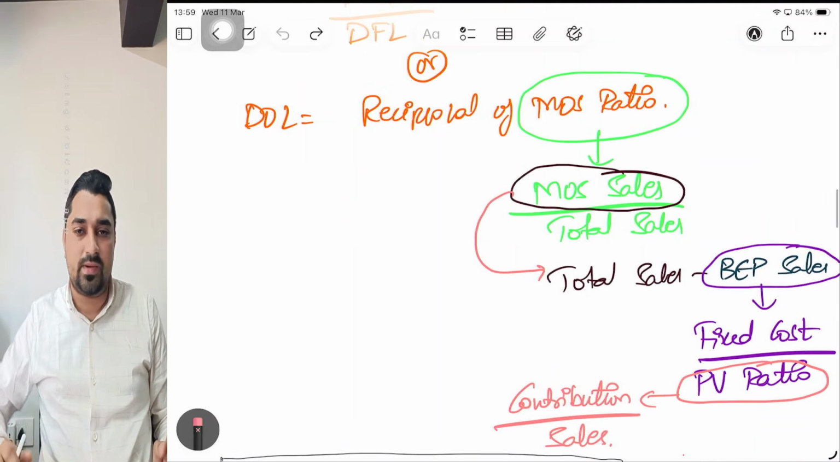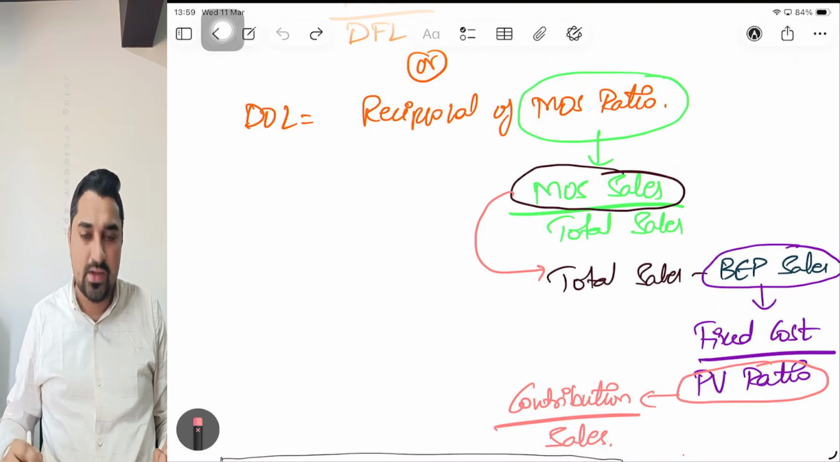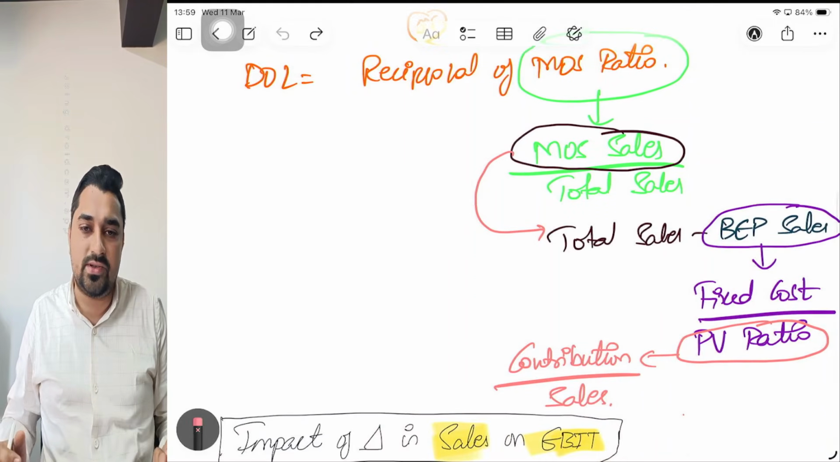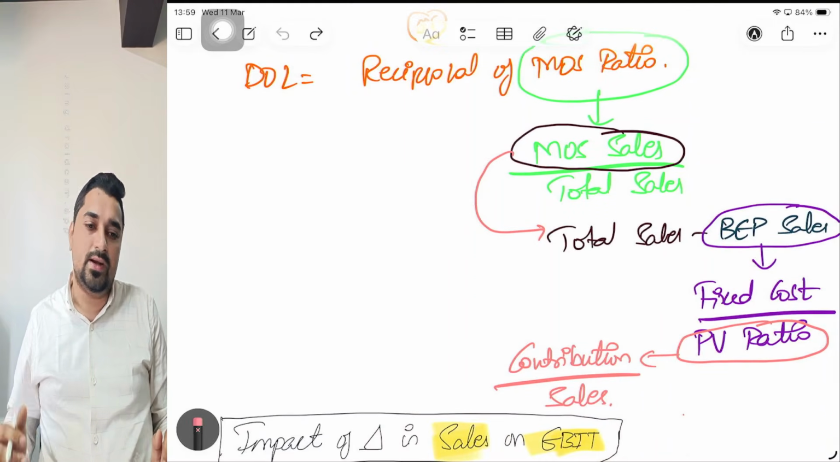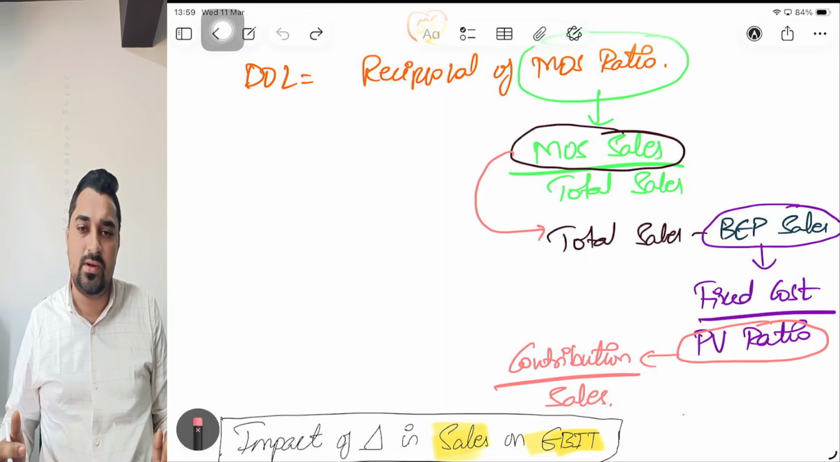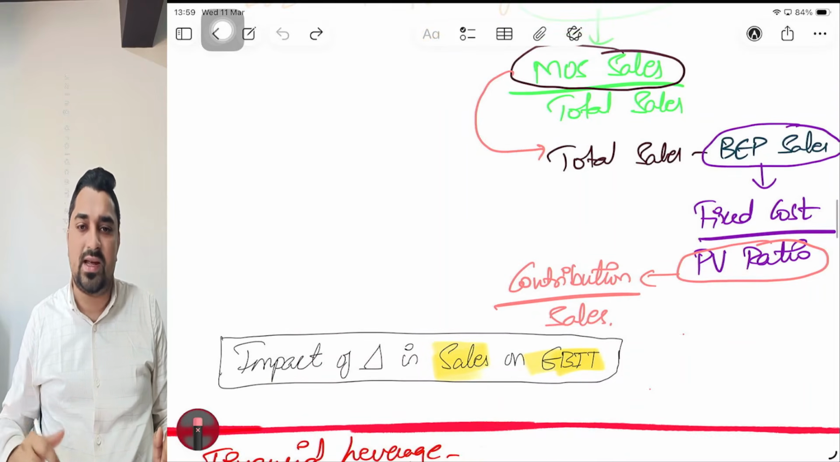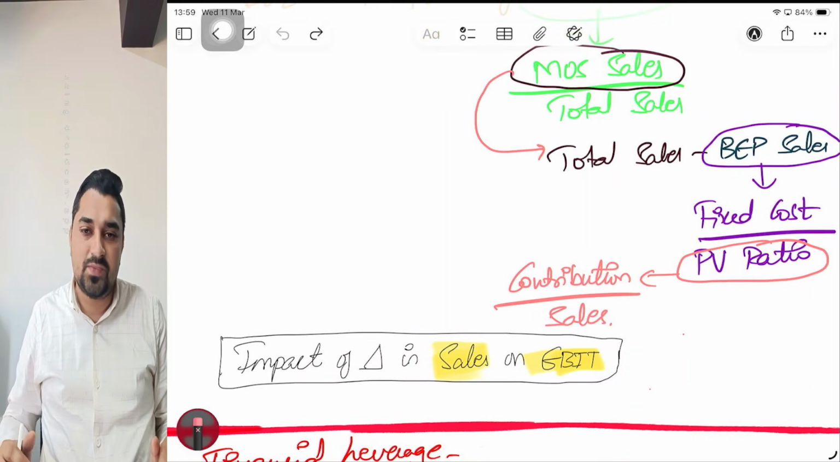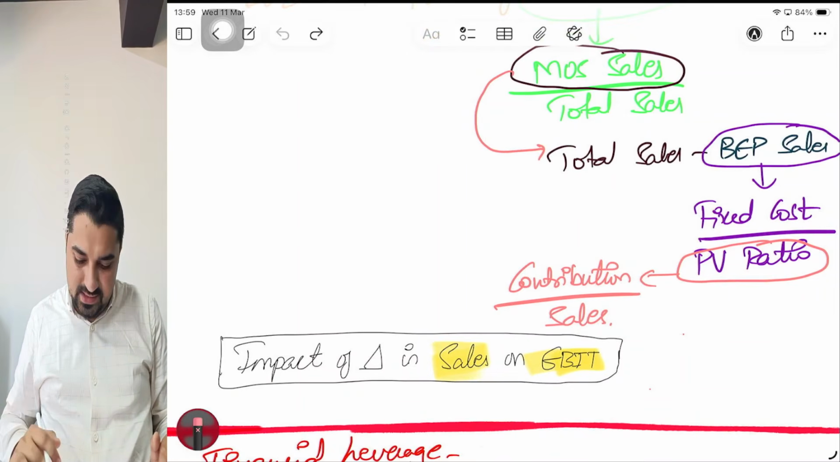Now you ask me what do you mean by MOS ratio? MOS means margin of safety ratio. It should be read with the costing, marginal costing chapter. So what do you mean by MOS ratio? MOS ratio is nothing but MOS sales divided by total sales. Now you ask me, sir, how do you calculate MOS sales? MOS sales is nothing but total sales minus BEP sales.